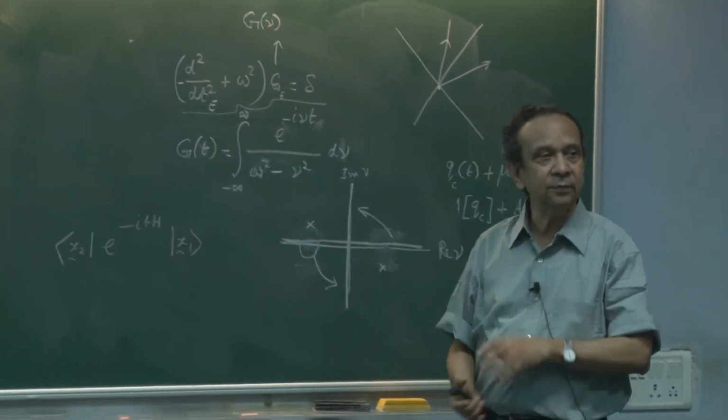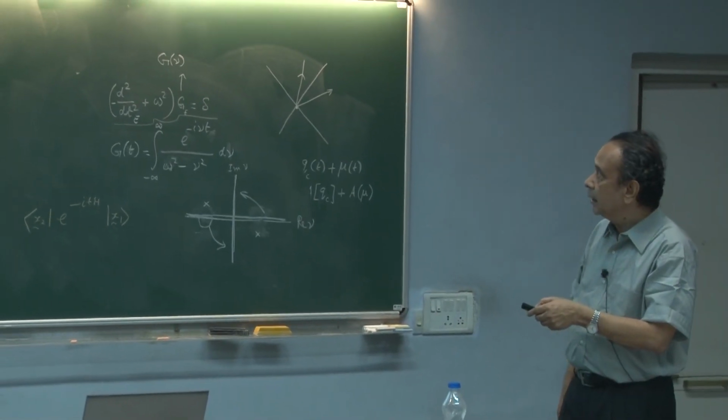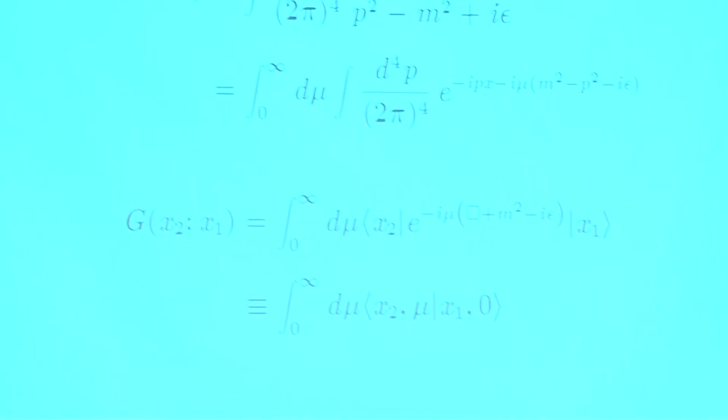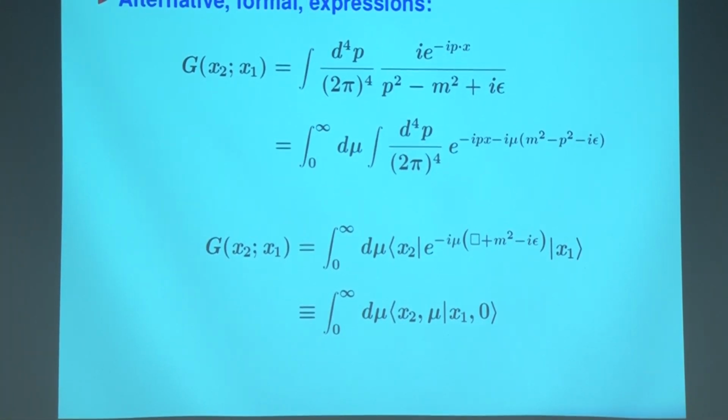So I am trying to write something very similar here. What I am doing here is that this e to the ipx will come. Okay, let me give you this expression and then explain it to you. Keep this d mu integral as it is.